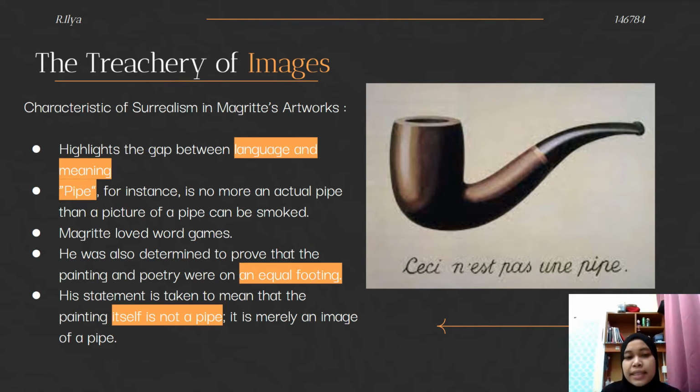Who would dare pretend that the representation of a pipe is a pipe? Who could possibly smoke the pipe in my painting? No one. So therefore, it is not a pipe. The painting is sometimes given as an example of a meta message, which is that the word is not the thing, and the map is not the territory.